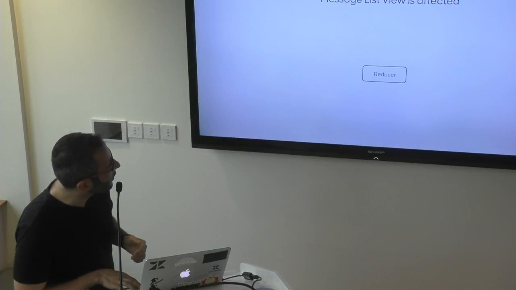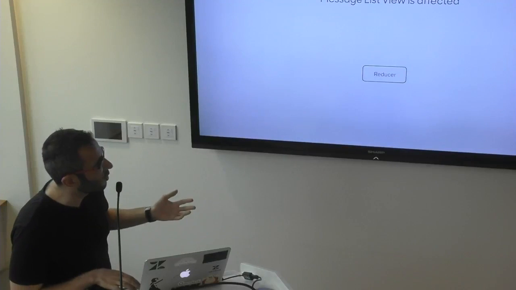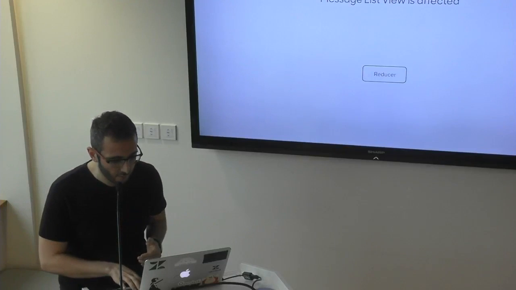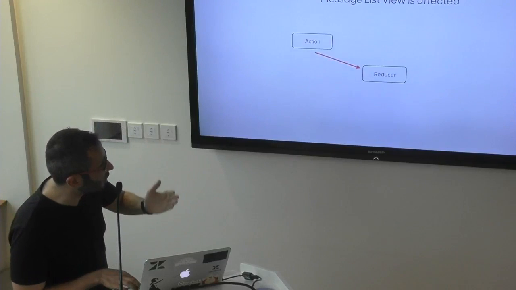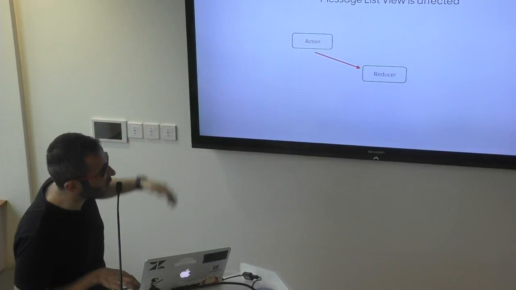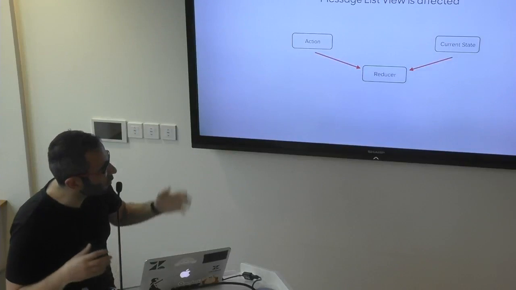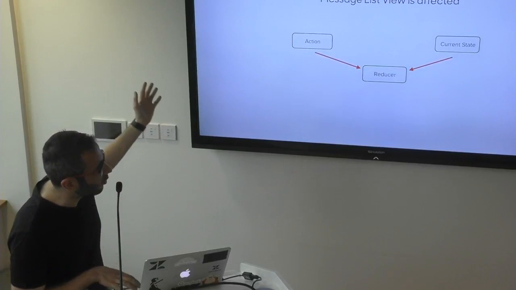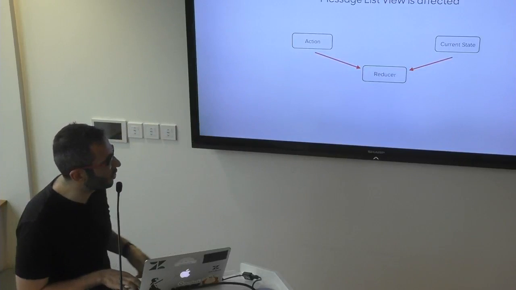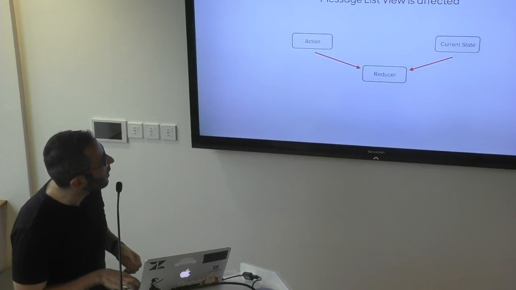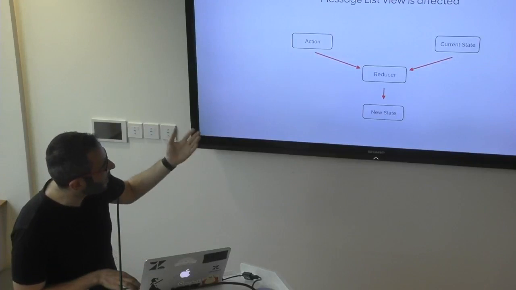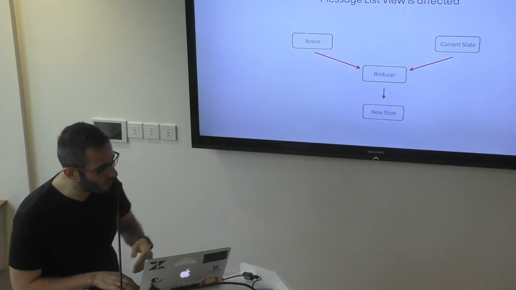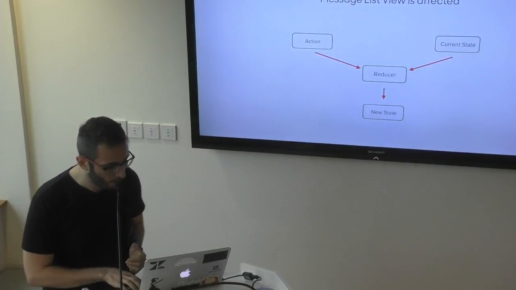So the reducer here is a function, or you can think about it as a pure function. So it doesn't have any state. It takes in an action, which is one of the actions we saw before, and it takes the current state of your whole screen. So for the screen, that would be the state of the conversation plus the state of which item was selected. And then, depending on some logic inside it, it generates a new state, which is then fed to the view and generates a whole new view.